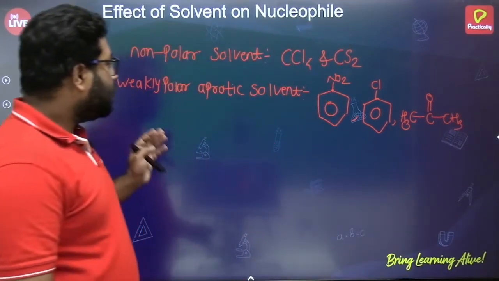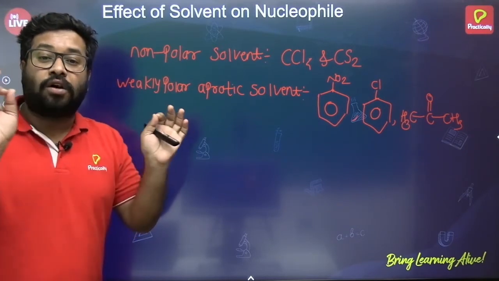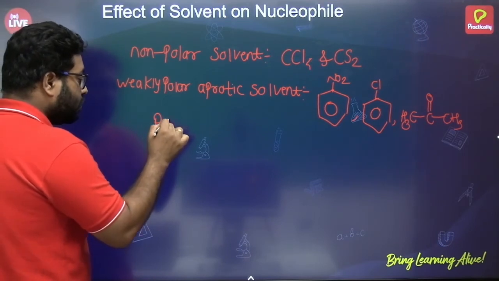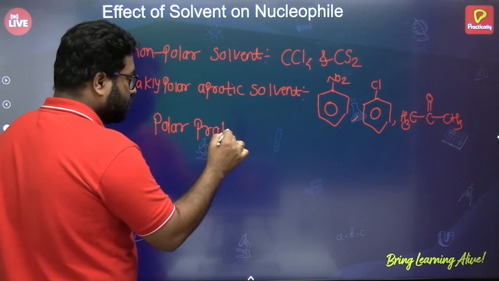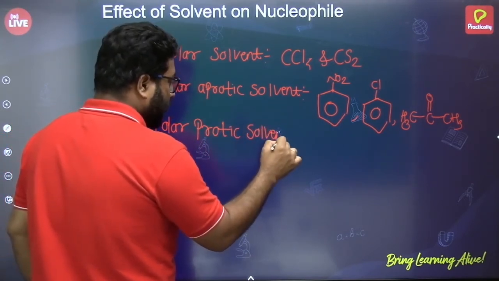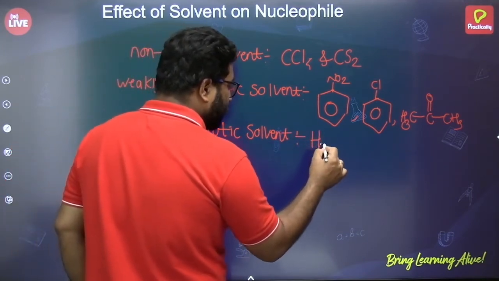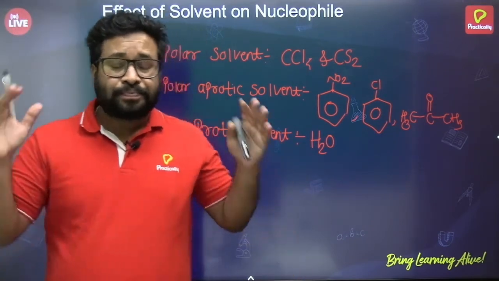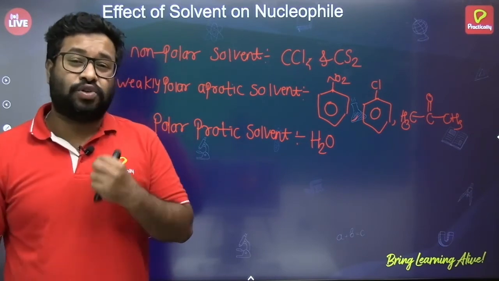Okay, so these are weakly polar aprotic solvents. The first one was a completely non-polar solvent, and third we have a polar protic solvent. Polar protic solvent, and that is your what? That is your water. As we all know, water is a polar protic solvent. Now water is polar, that we all know, but it's protic because hydrogen is attached to oxygen.